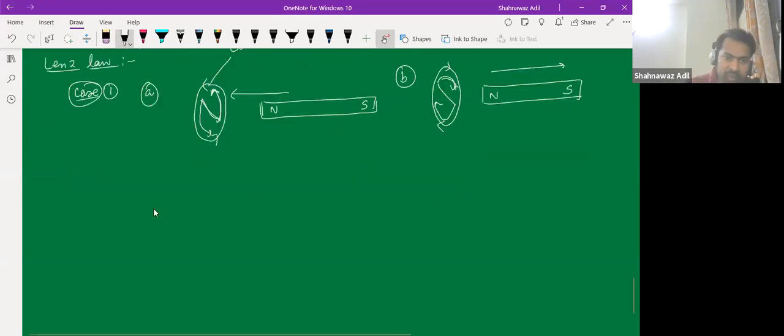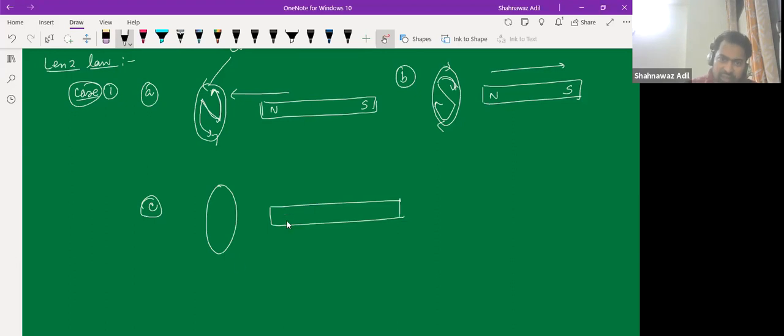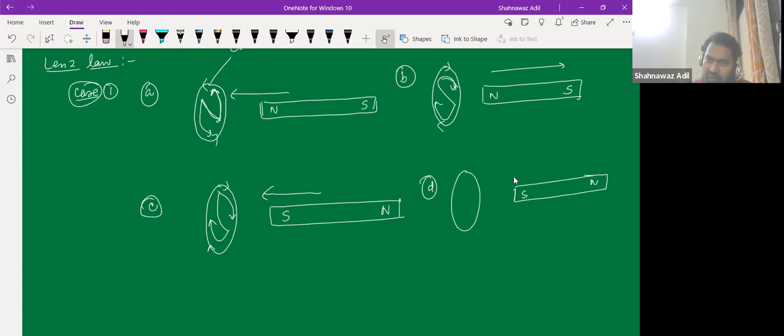Similarly, let's say we have a coil and a magnet, with the south pole here and the north pole there, and we are moving the coil towards the magnet. The coil will again create a south pole. Similarly in the D part, we have a coil and a magnet, south and north, and we are moving the magnet away, so it will create a north pole. This is case one: what would be the direction of the induced current? That is given by Lenz's law.